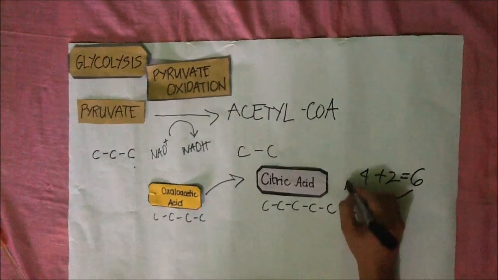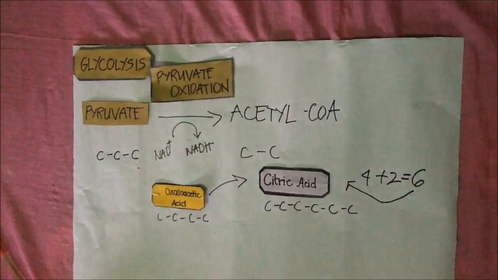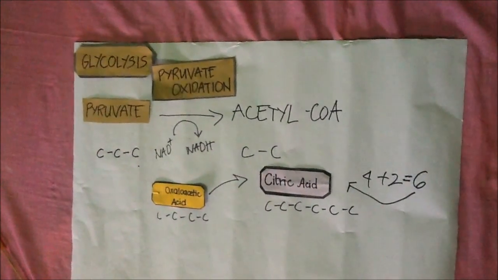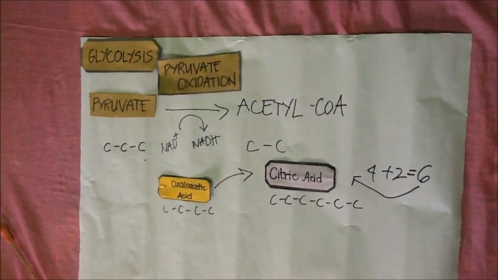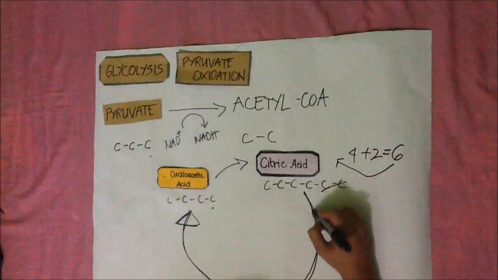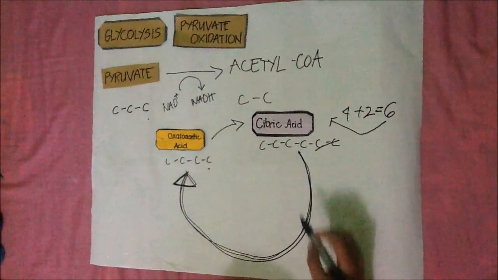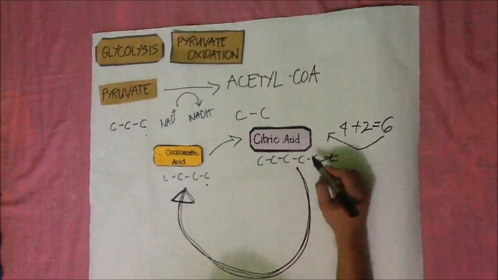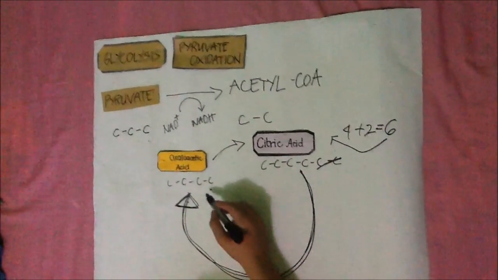Citric acid is then oxidized over a bunch of steps. In this process, 2 carbons are cleaved off, resulting again in oxaloacetic acid.